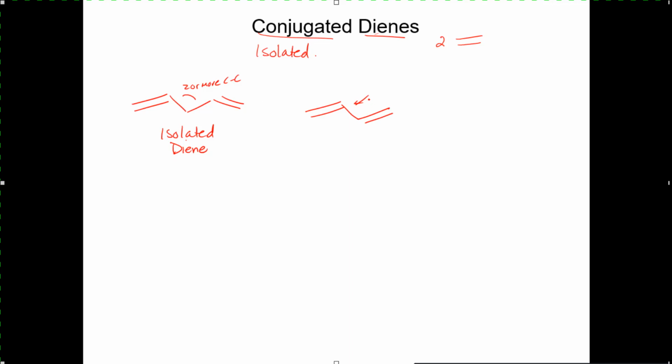A conjugated diene has a single carbon-carbon bond in between the double bonds. So it alternates and goes double, single, double. That is what is called a conjugated system. And this is a conjugated diene. And that will react slightly differently than the isolated one.